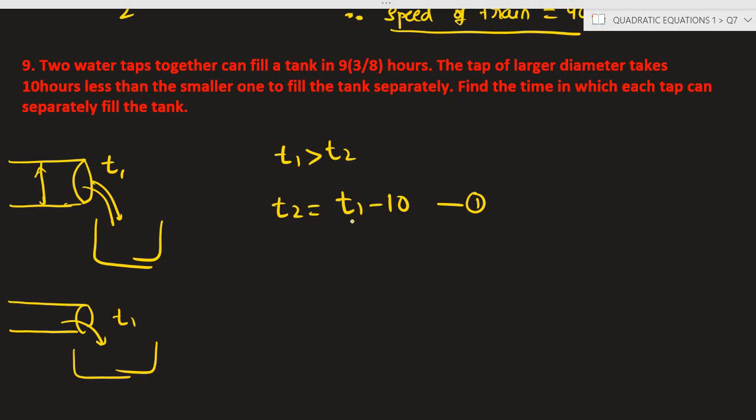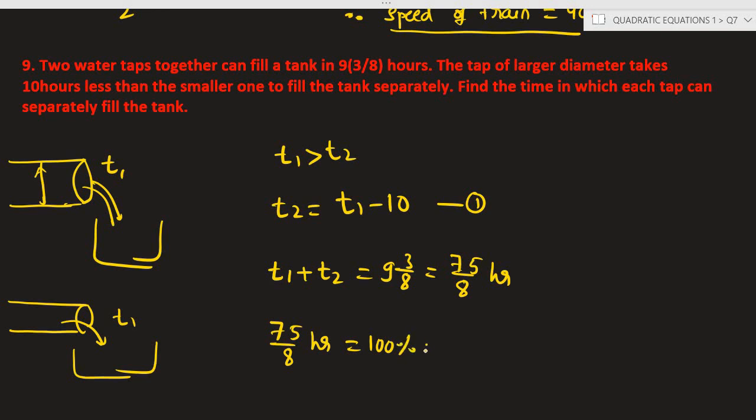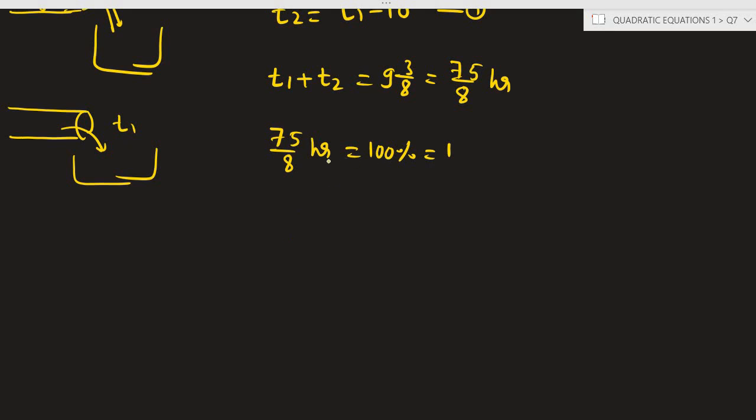And let us go for the next step. What I had given, two taps together can fill the tank in 9 3 by 8 hours. That is 8 times 9 is 72 plus 3 is 75 by 8 hours. In 75 by 8 hours they fill 100% of the tank, that is 1. See, if they are filling the tank in 75 by 8 hours, in 1 hour how much of the tank will they fill?